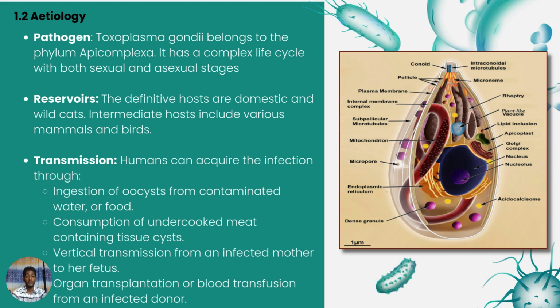Moving on, how it is transmitted to humans, it is transmitted via four ways. First of all, it can be transmitted to humans via consumption of food or water contaminated by cat feces. Second of all, ingestion of undercooked food that has the tissue cysts of this parasite. Thirdly, vertical transmission from the mother to the fetus, and lastly, organ transplant or blood donation from an infected person to a healthy person, and also in immunocompromised patients.